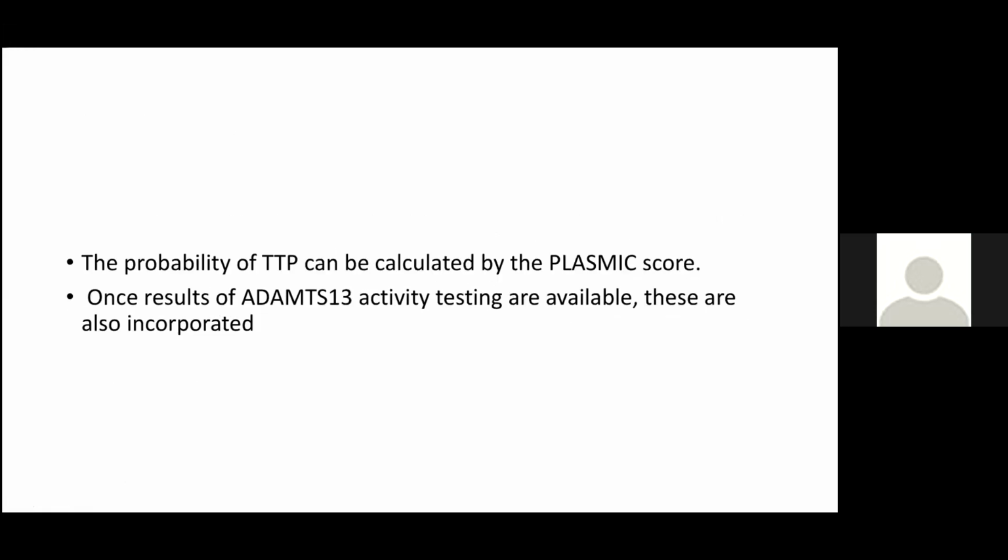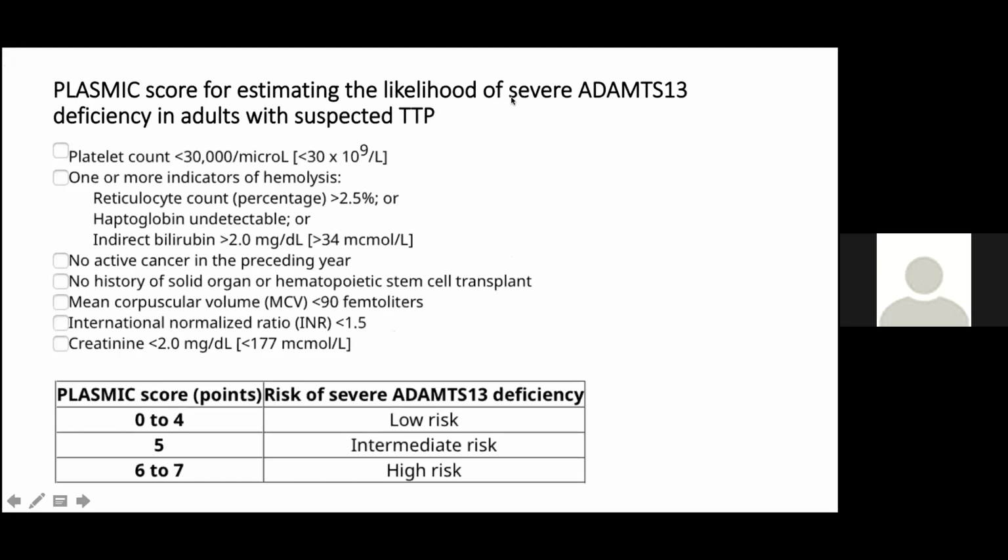In our setup, we cannot check the ADAMTS13 level or activity. So there are ways to assess the probability of TTP. The probability of TTP can be calculated by the PLASMIC score. Even if ADAMTS13 activity is available, it takes time to get results, sometimes 1 to 2 days, and until that time you cannot wait. So you can assess the probability by this PLASMIC score. This is the PLASMIC score for estimating the likelihood of severe ADAMTS13 deficiency in adults with suspected TTP.